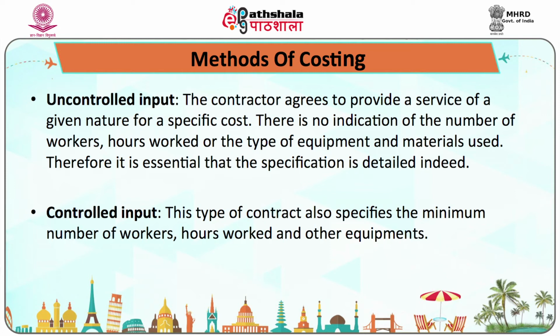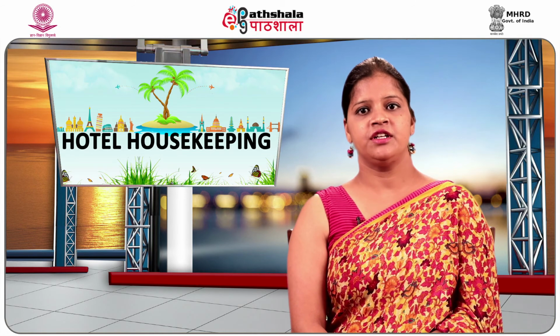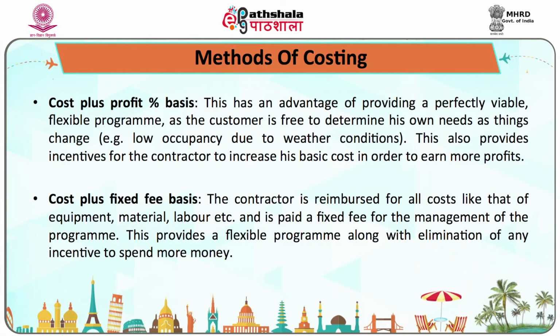Therefore, it is essential that the specification is detailed indeed. Second is controlled input. This type of contract also specifies the minimum number of workers, hour work, and other equipments. Next method of costing is cost plus profit percent basis. This has an advantage of providing a perfectly viable, flexible program as the customer is free to determine his own needs as things change. Example, low occupancy due to weather conditions. This also provides incentives for the contractor to increase his basic cost in order to earn more profit.